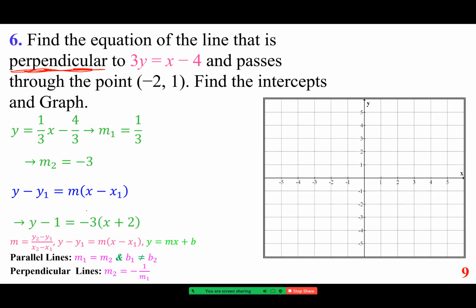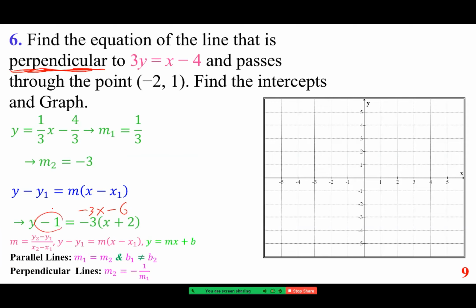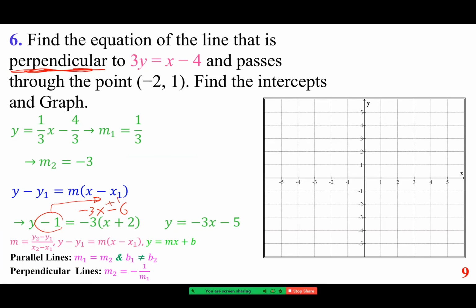Notice this is minus 3x when we distribute, minus 6, and we are going to move this negative 1 to make it positive 1, resulting in y equals negative 3x minus 5. And again, you can always check your work.